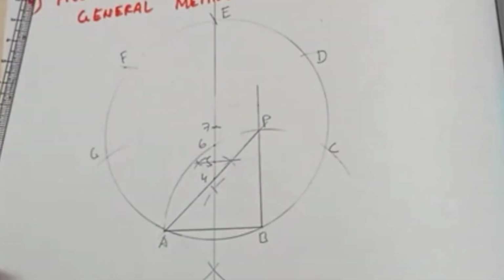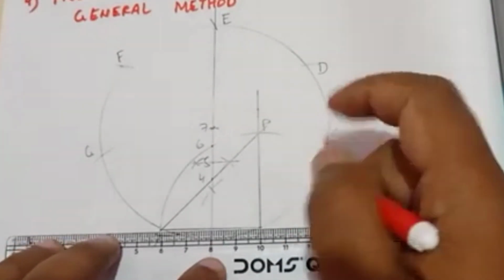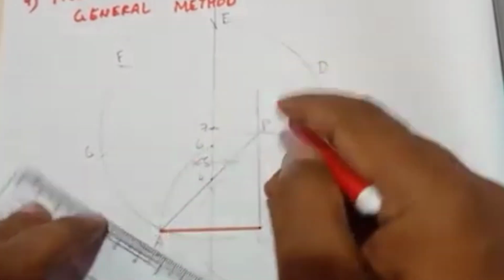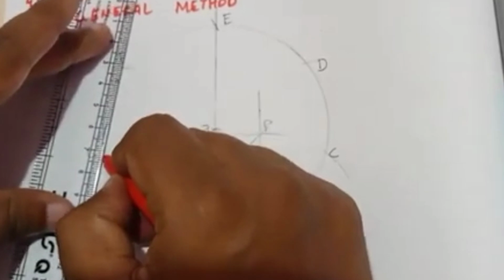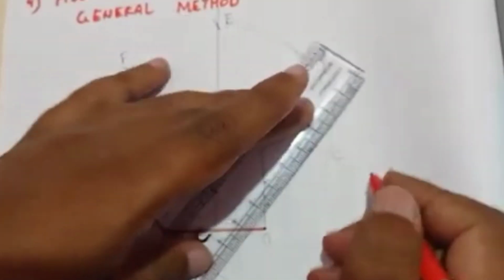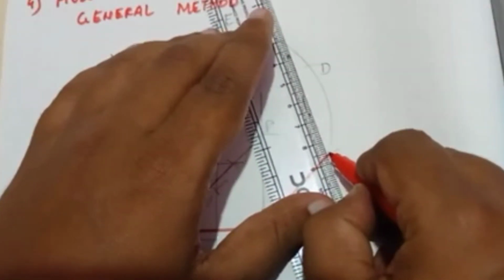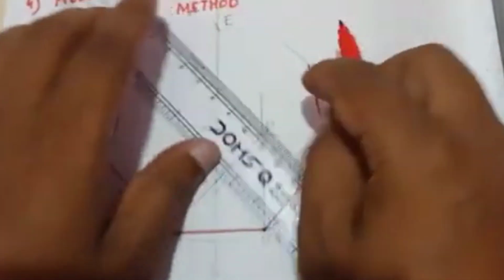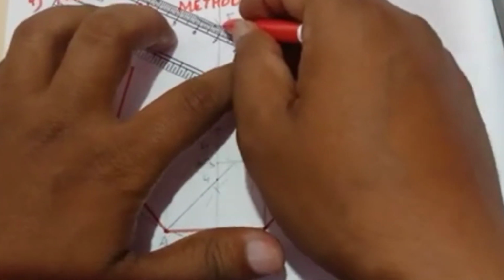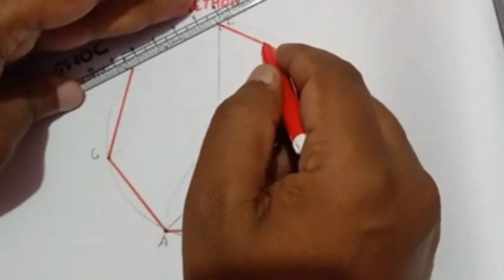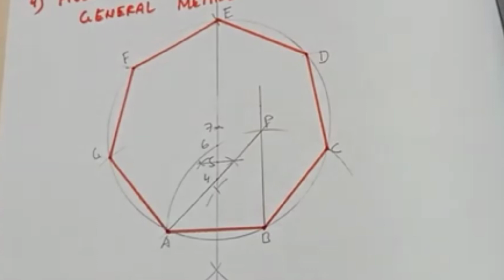Now you have to connect all these points. Join all these arc points with a straight line. Join all these points. So this completes the problem.